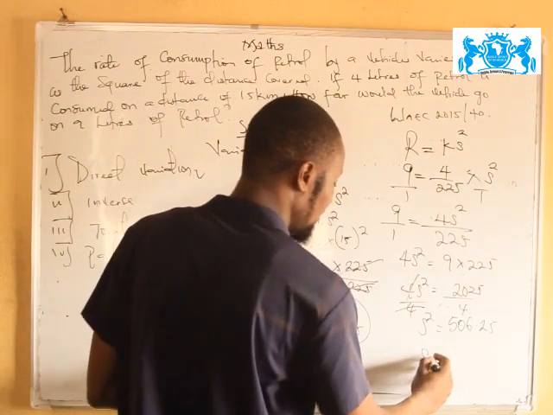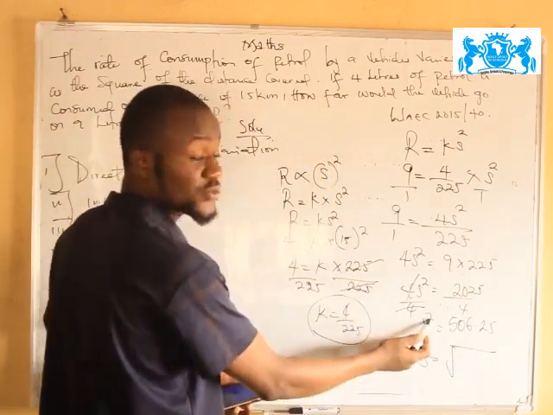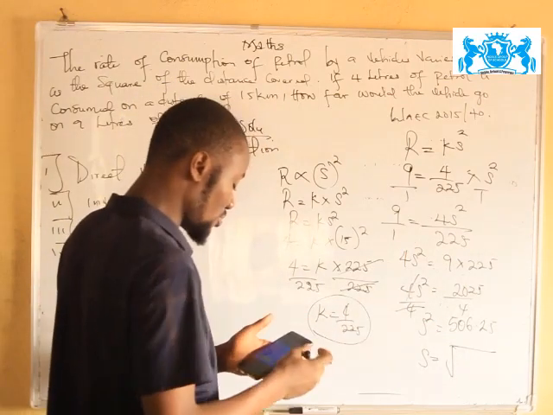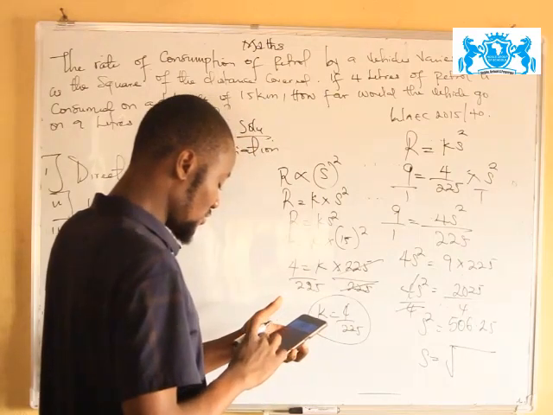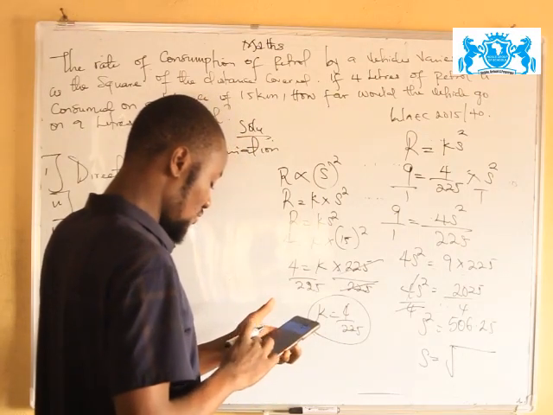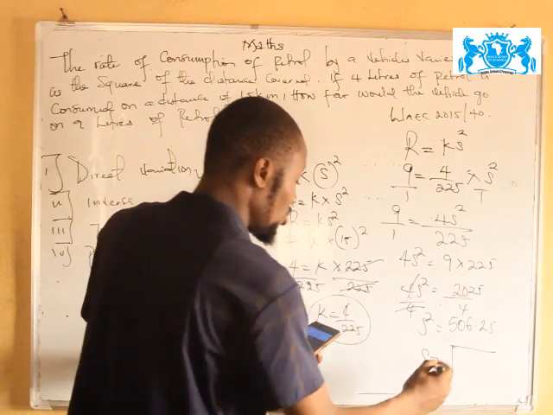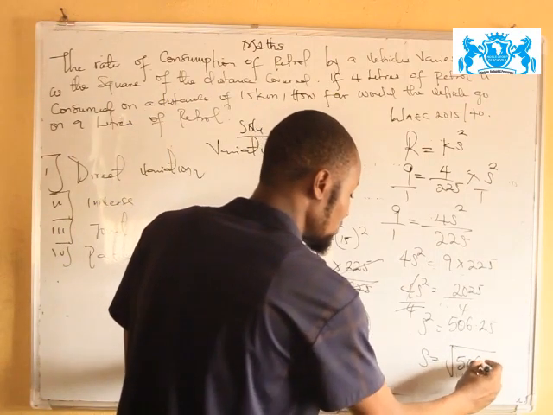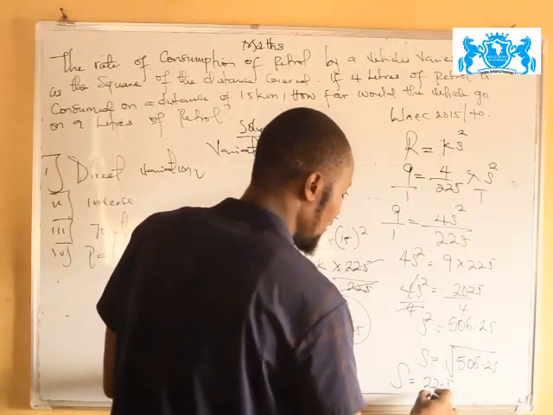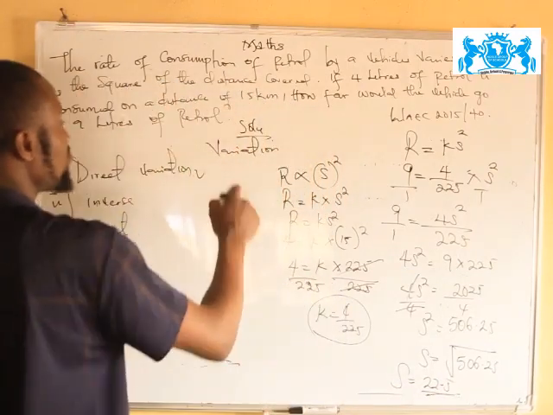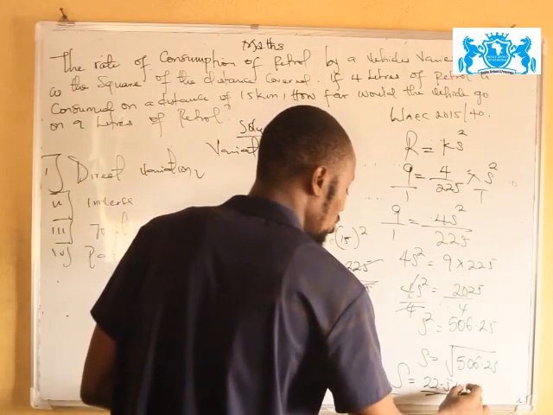Now the square root of 506.25. What we now have, s is now the square root, because when a square is crossing the equality sign, it changes to square root. The square root of 506.25, you're having that s equals 22.5. Now the distance is 22.5 kilometers.